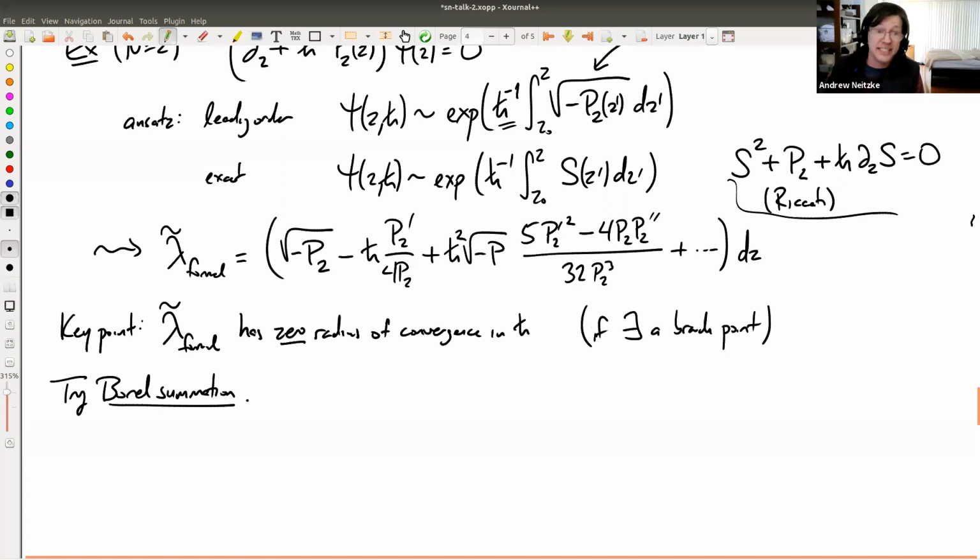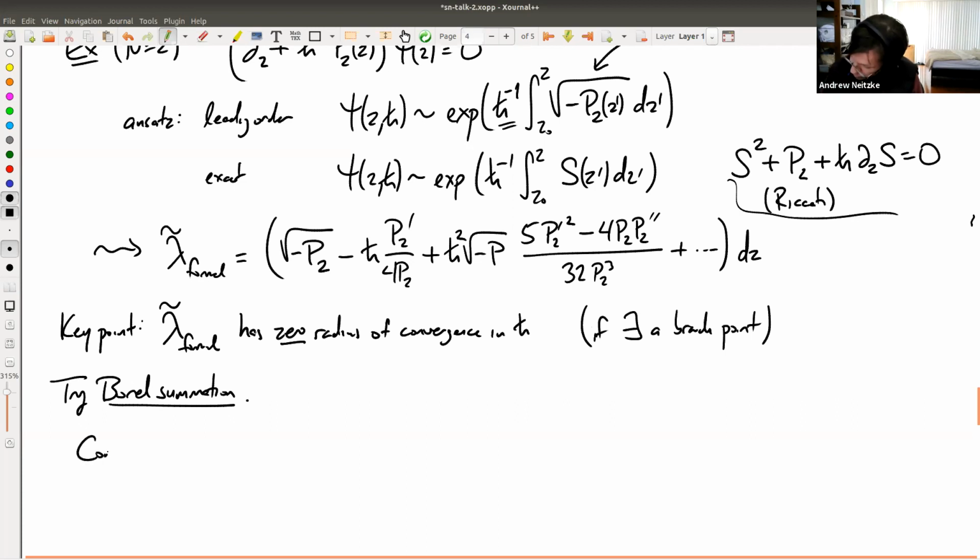Now, I don't want to try to say what Borel summation is. I just want to treat it as kind of a black box operation where you put in a series and you may or may not get out a function. And in this case, well, let's see.